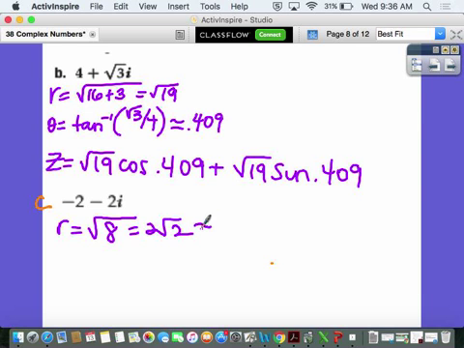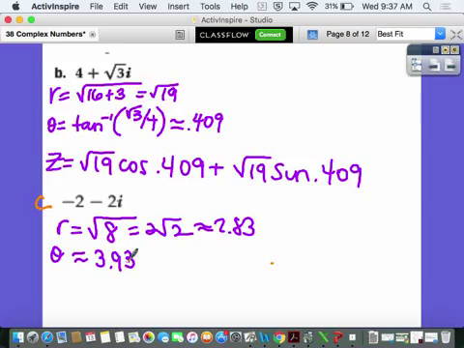You could have done decimal. What did you get for the decimal? 2.83. Awesome. Okay. If you do leave in the radical, please make sure you simplify. You could also use the decimal. What did you guys get for theta? 3.93. That's after adding. So this was after adding what?